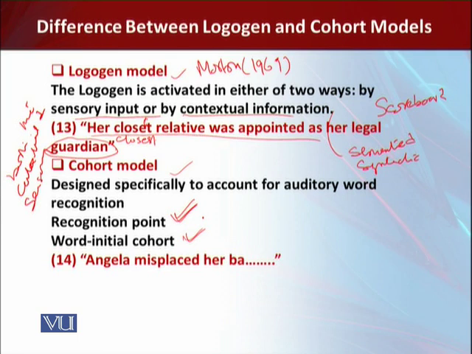For example, upon hearing the sentence, "Angela misplaced her ba," you have to complete it. You will have bag, bat, bath, base. All these words can come into your mind, and based on your processing of contextual features, you would come up with the words which can match "ba": maybe bag, maybe base, or bath, bat, etc.